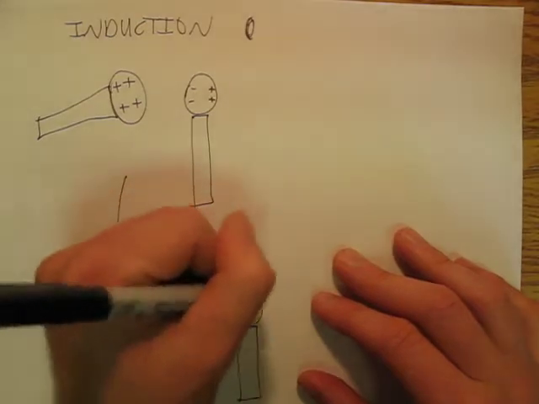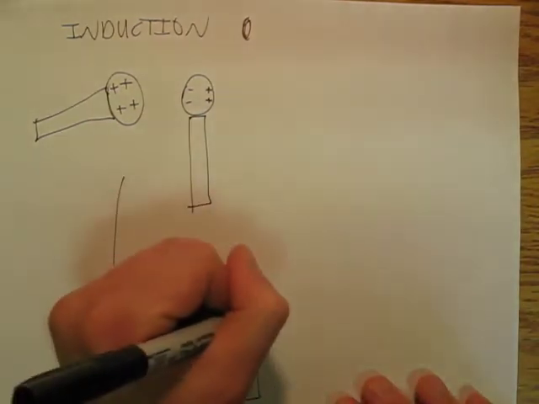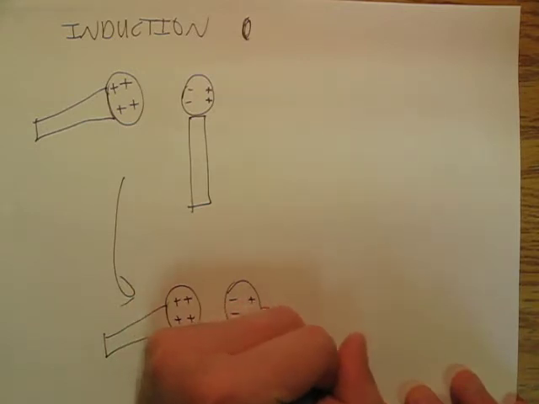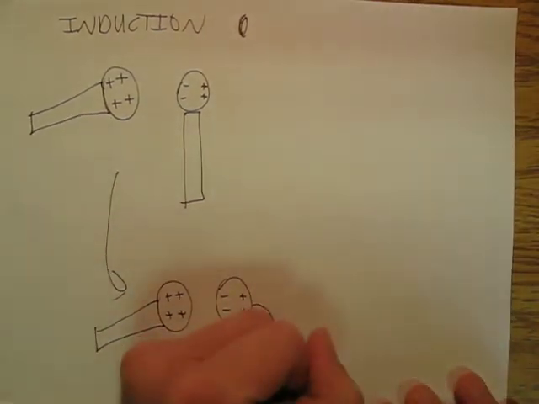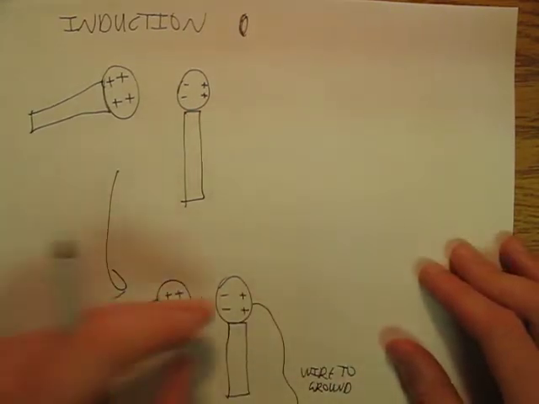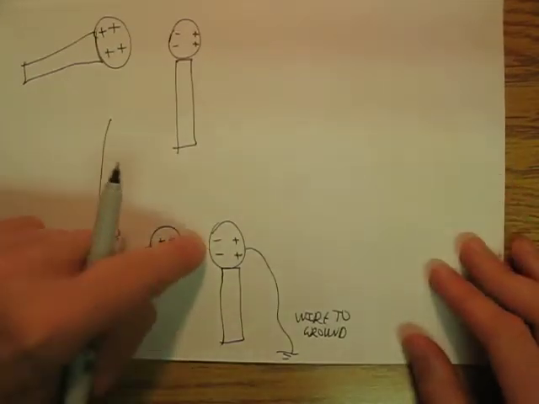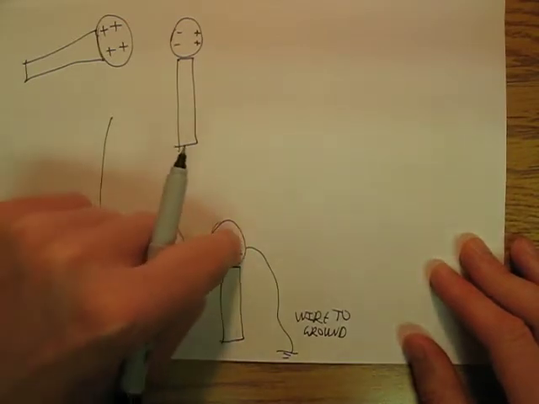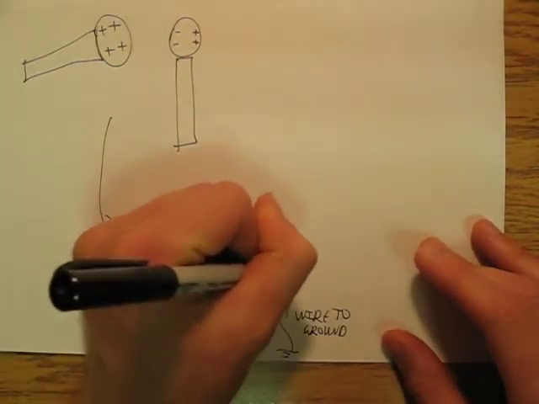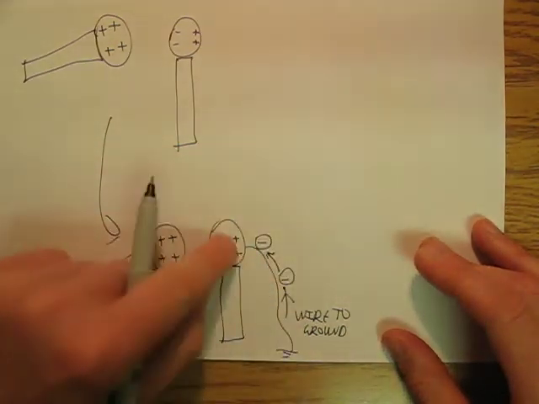but now what I'm going to do is I'm going to take a wire and attach it to ground. Well, the wire doesn't know what's happening on the other side over here. The wire only knows that there's a positive side here. And so what's going to happen is negatives are going to flow up the wire to cancel.